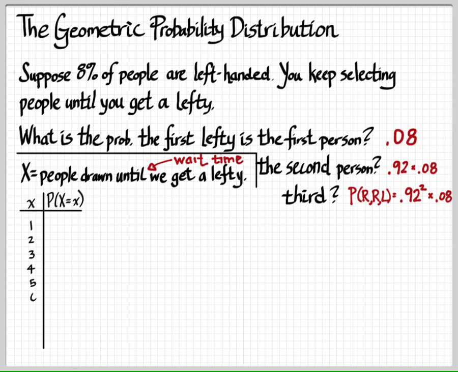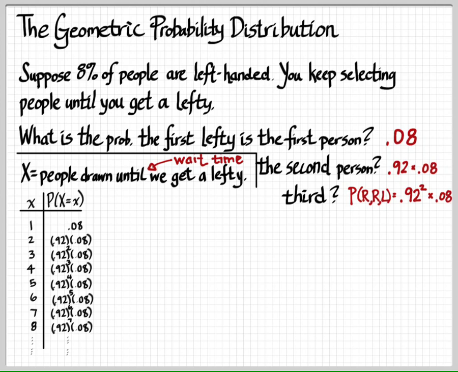We can make a table for this variable x, and you'll notice that this has a property we haven't seen yet, that there's an infinite number of different values that x could have. We might get the lefty the first time, the second time, the third time, the fourth time, the fifth time, etc. So this goes on and on. And the values over here are just the values we've already seen. First person is a lefty, 8% chance. If we have to wait for 2, that's 0.92 times 0.08. If we have to wait for 3, that's 0.92 squared times 0.08. If we have to wait 4, 0.92 cubed times 0.08, because we have to have 3 right-handers then the left-hander, etc. It just keeps going right on down the list.